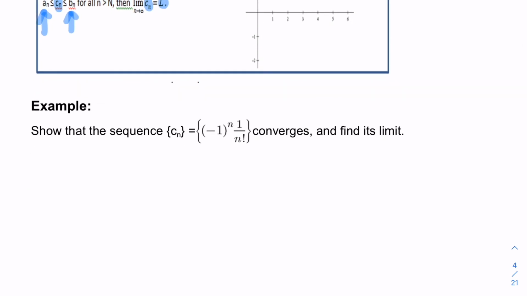For example, the sequence cn equals negative 1 to the n times 1 over n factorial. How do you prove this converges? And also, how do we find the limit? This is easier if you just take the limit as n goes to infinity of negative 1 to the n over n factorial. So how do we evaluate the limit directly? As we know, negative 1 to the n, as n goes to infinity, will be oscillating. However, the denominator will go to infinity. So plus 1 or minus 1 over infinity, the answer will go to 0. So we know it will converge to 0.